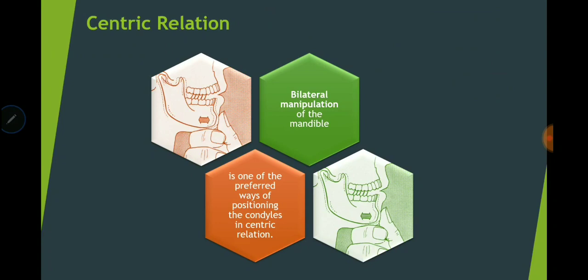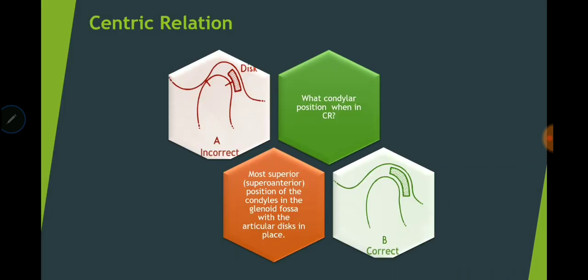All right, so centric relation, as we mentioned earlier, you can actually guide the patient. You can ask the patient to relax, and you can guide the patient into CR, using a chin support or chin point guidance. Bilateral manipulation of the mandible is needed, and one of the preferred ways of positioning the condyles in centric relation is chin point guidance. Some of these things are very self-explanatory. You just have to read them over and over and understand them. So centric relation, remember again, the position of the condyle in centric relation is superior anterior, on the slope of the articular eminence.